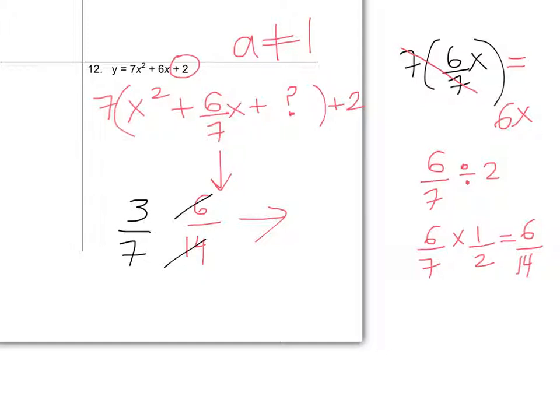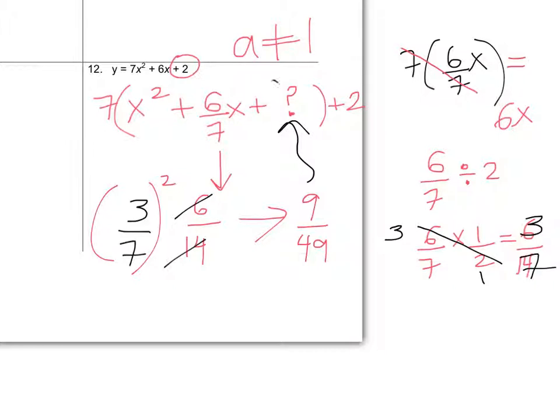Now this is something that you should have seen from the beginning. Remember cross-canceling? You could have cross-cancelled from the beginning by 2, ended up with 3 over here. So the top, 3 times 1 would be a 3, and 7 times 1 would be a 7. So you can either see it there or here, but it's something that you need to pay attention to and always try to simplify to make the calculation easier. So now after you find the b over 2, you need to square that. So if you square 3 over 7, you're going to get 9 over 49, and that's going to be the number that you're going to add on the inside.